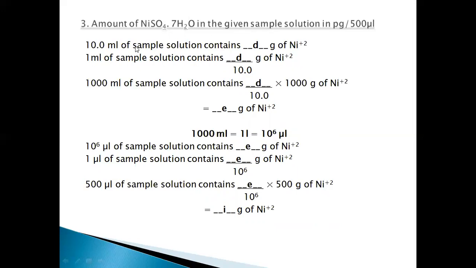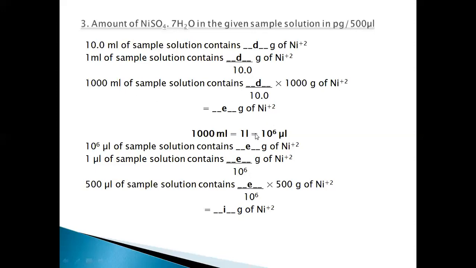So the starting point is the same. Up till now, we know that D gram of nickel is present in 10 ml of sample solution. Write this in the form of a sentence. 10.0 ml of sample solution contains D gram of nickel. 1 ml of sample solution contains D divided by 10 gram of nickel. Then we can calculate in 1000 ml. So 1000 ml of sample solution contains D divided by 10.0 multiplied by 1000 gram of nickel. Multiply, divide these values. Suppose the answer is E, and this E is actually gram of nickel per 1000 ml.